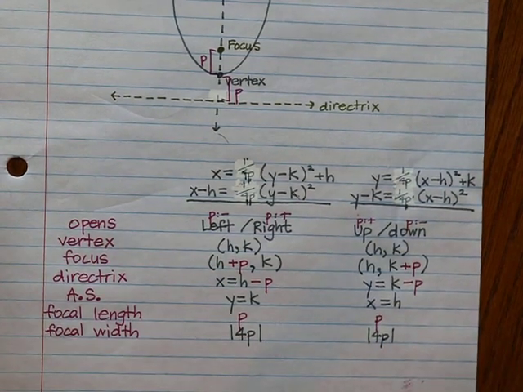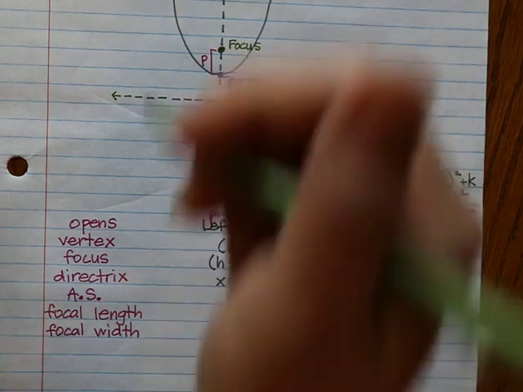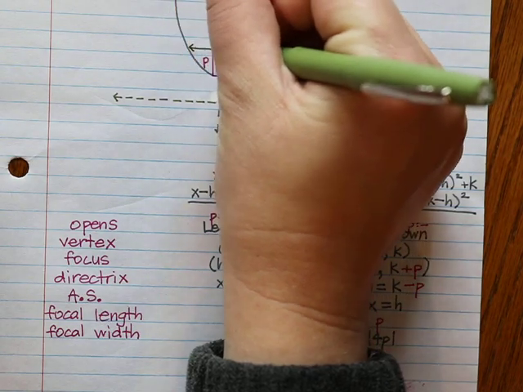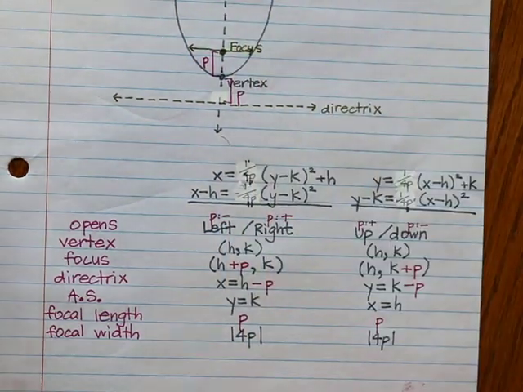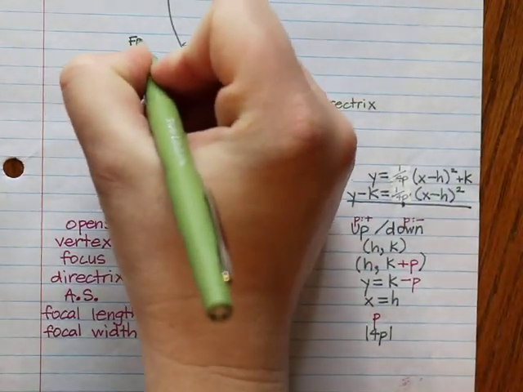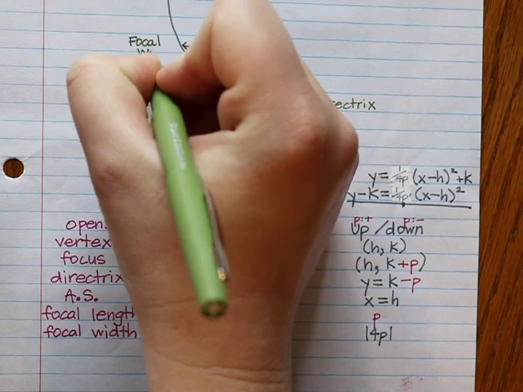Focal width is just the width of the parabola at the focus. So if I come back up here and I said, how wide is my parabola at the focus? That would be our focal width. So if you see that come up, that's where that comes from.